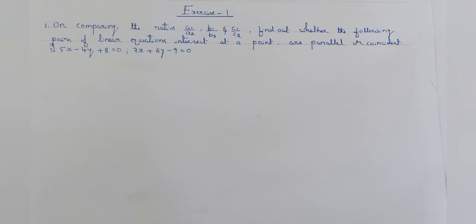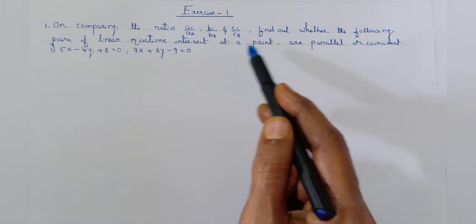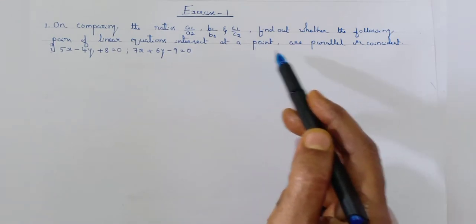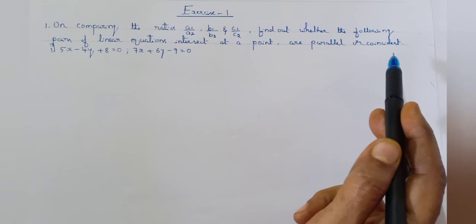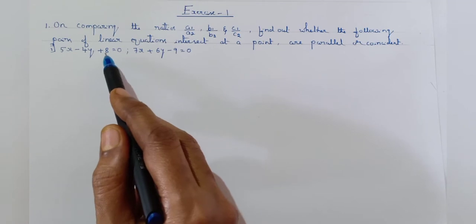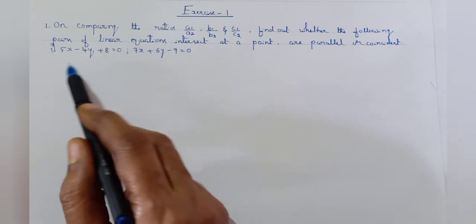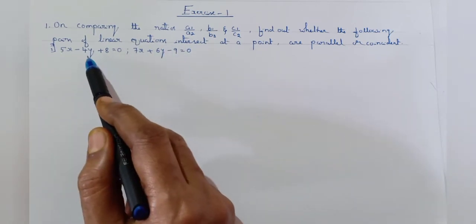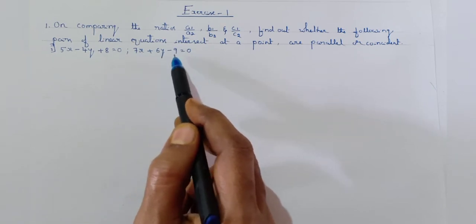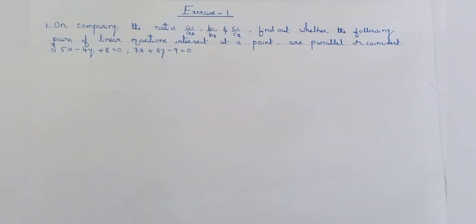First problem. On comparing the ratios A1 by A2, B1 by B2 and C1 by C2, find out whether the following pairs of linear equations intersect at a point, are parallel, or coincident. The given linear pairs are 5x minus 4y plus 8 equals 0, 7x plus 6y minus 9 is equal to 0. Here A1 is 5, B1 is minus 4, C1 is 8 and A2 is 7, B2 is 6 and C2 is minus 9.